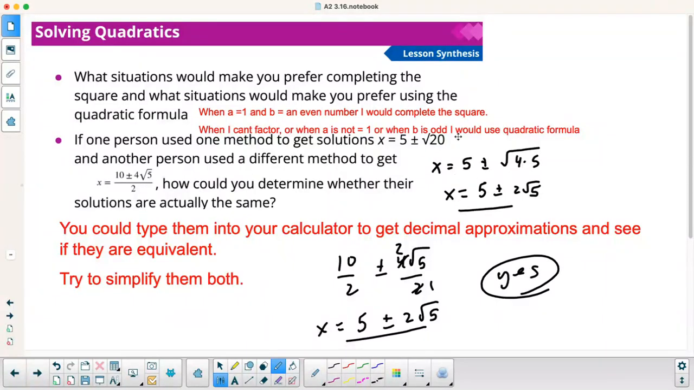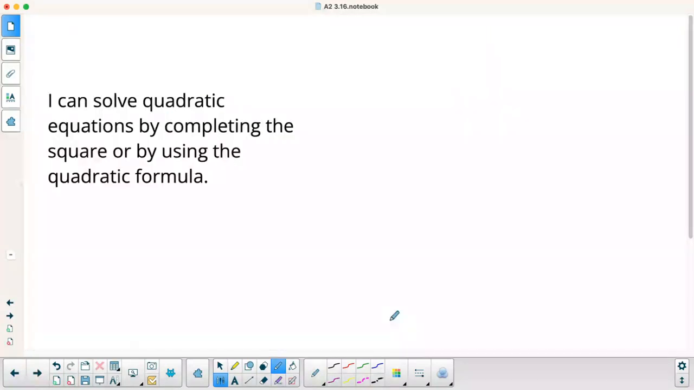All right, the other option is type both these in, 5 plus square root of 20, and then do 5 minus square root of 20, see what that decimal is, and then do this. And those decimals should match up because we got them to be equal. All right, so our goal, I can solve quadratic equations by completing the square or by using the quadratic formula. I think that's a yes.